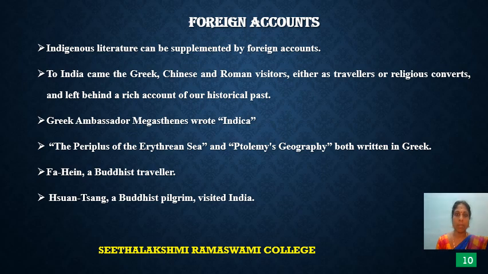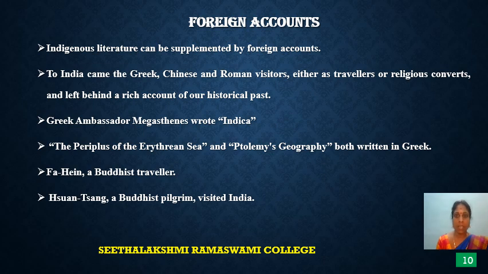Indigenous literature can be supplemented by foreign accounts. To India came the Greek, Chinese, and Roman visitors, either as travelers or religious converts, and left behind a rich account of our historical past. Some of the notable among them: the Greek ambassador Megasthenes wrote Indica and provided valuable information about Mauryan society and administration. Next, the Periplus of the Erythraean Sea and Ptolemy's Geography, both written in Greek, give valuable information about the ports and commodities of trade between India and the Roman Empire.